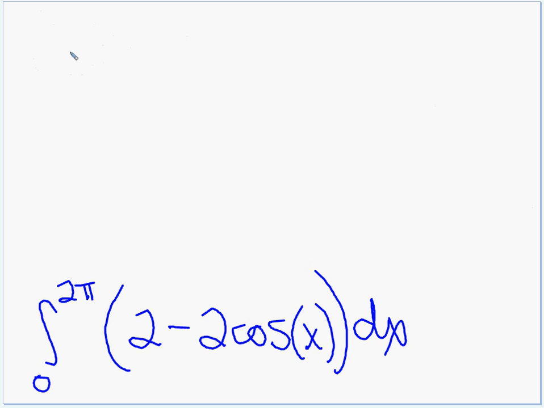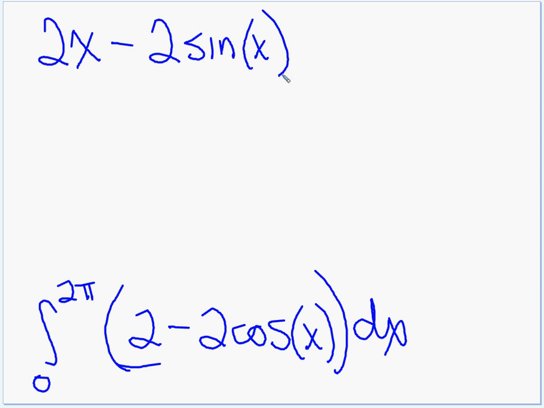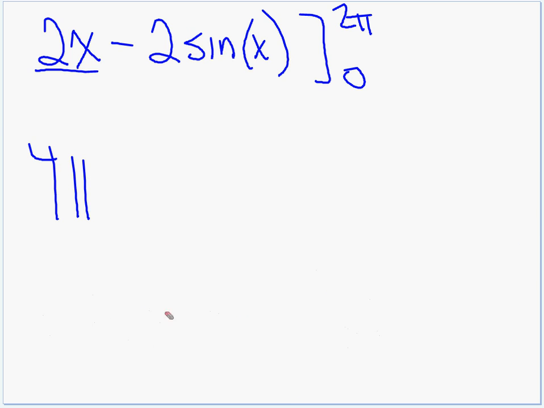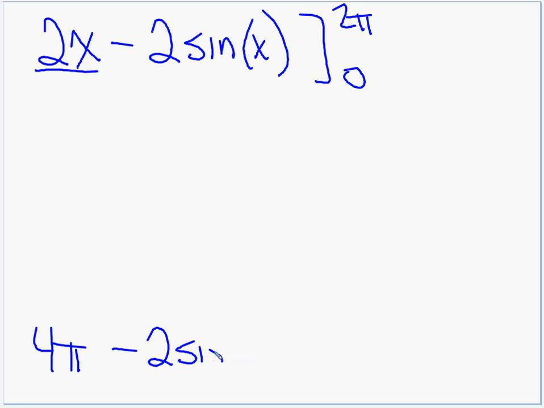And let's antiderive with respect to x. The antiderivative of 2 is 2x. And then we're going to have minus 2 sine x. And we will evaluate that from 0 to 2 pi. So let's see, the 2 pi jumps in here. 2 times 2 pi is 4 pi. So 4 pi minus the 2 pi is going to jump in here, 2 sine of 2 pi.